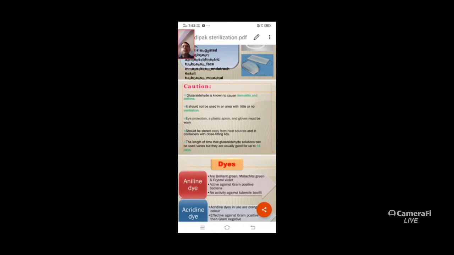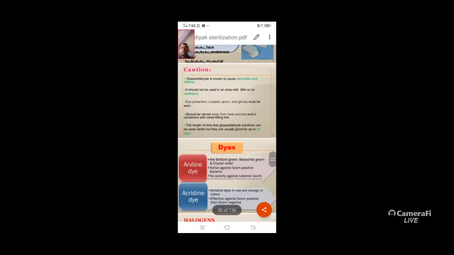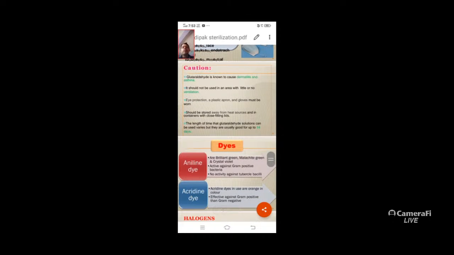And before it is used, your eye must be protected, and the plastic apron and the gloves must be worn. It should be stored away from the heat sources, and it is contained with close fitting, otherwise there will be leakage of these gases. The length of the time the glutaraldehyde solution can be used varies, but they are usually good for 14 days.